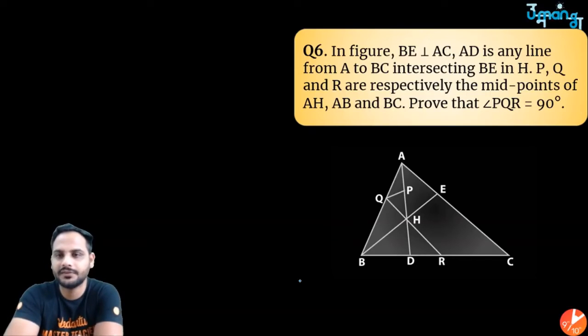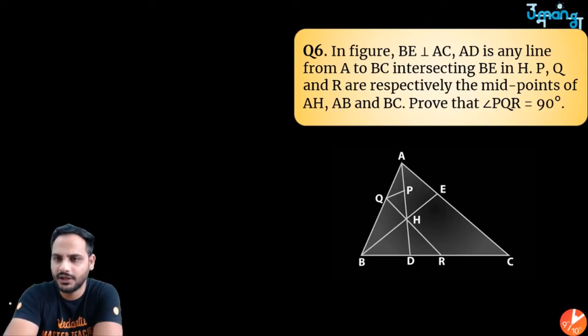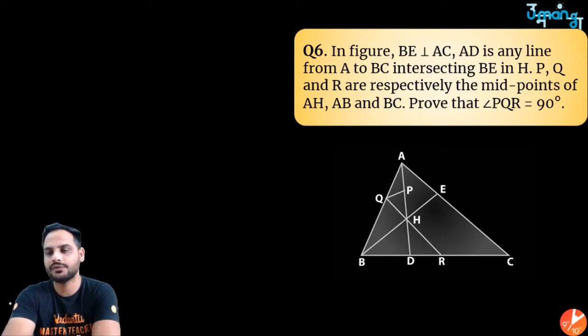नेक्स्ट क्वेश्चन है दिस कि इन दिस फिगर BE इज परपेंडिकुलर टू AC. BE जो साइड है वो जो है परपेंडिकुलर टू AC है. AD इज एनी लाइन फ्रॉम A टू BC इंटरसेक्टिंग BE इन H. P, Q and R are respectively the midpoints of AH, AB and BC. Prove that angle PQR is equal to 90 डिग्री.